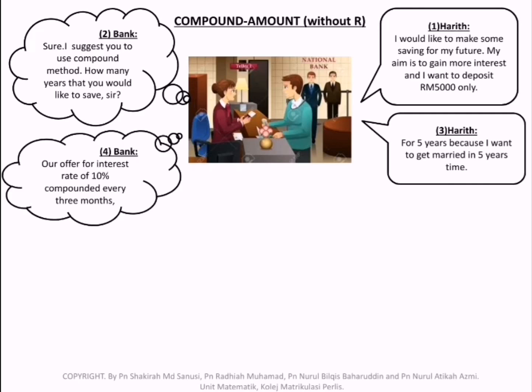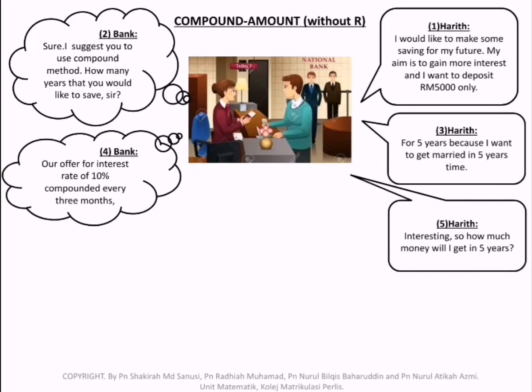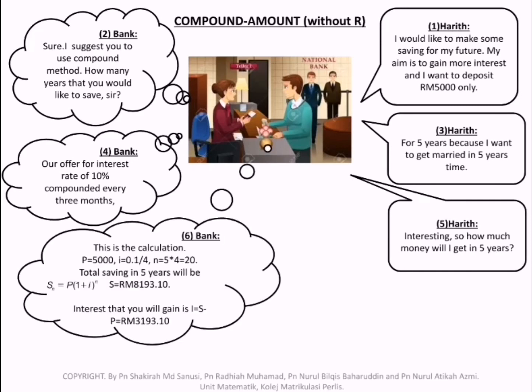Oh, good. Good to hear that. Okay, our offer is an interest rate of 10% compounded every 3 months. Interesting. So how much money will I get in 5 years? Okay, sir. This is the calculation. Your principal value will be P equal to RM 5,000. I equal to J over M equal to 0.1 over 4. And your N will be T times M, which is 5 years times 4, equal to 20.